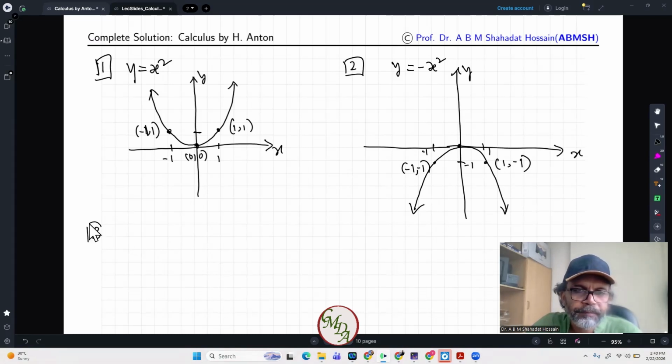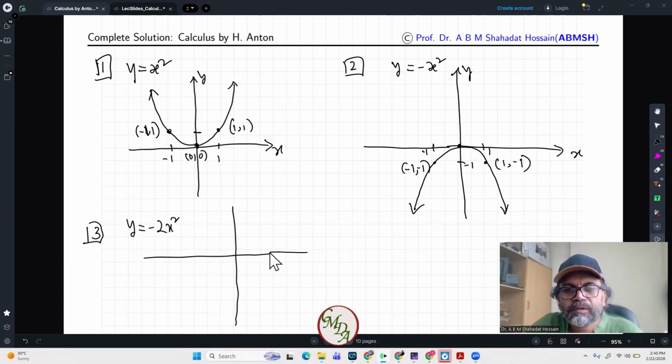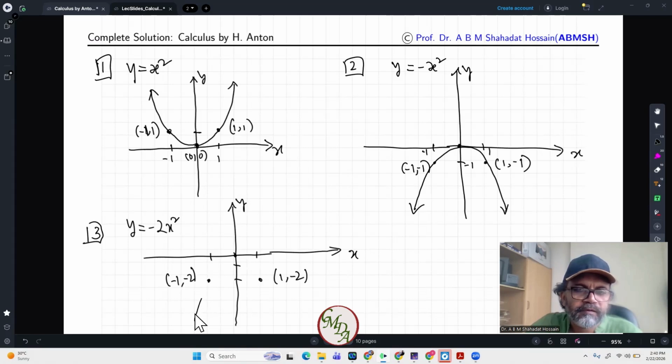Now, number 3, we'll do y equals minus 2x squared, which is basically a vertical stretch by 2 units. So y becomes double in this case. At 0, 0, it is 0. At 1, it becomes minus 2, and also at minus 1, it becomes minus 2. So this graph is a vertical stretch of the previous one by a factor of 2.